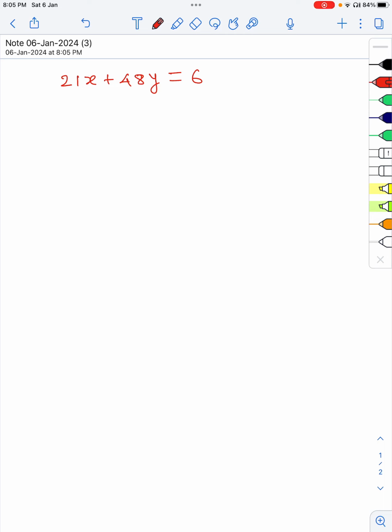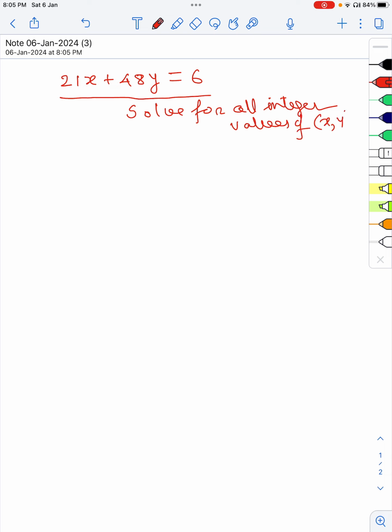Welcome to Olympiad Primer. Today we will solve a very interesting Diophantine equation, 21x plus 48y equal to 6, for all integer values of x and y.